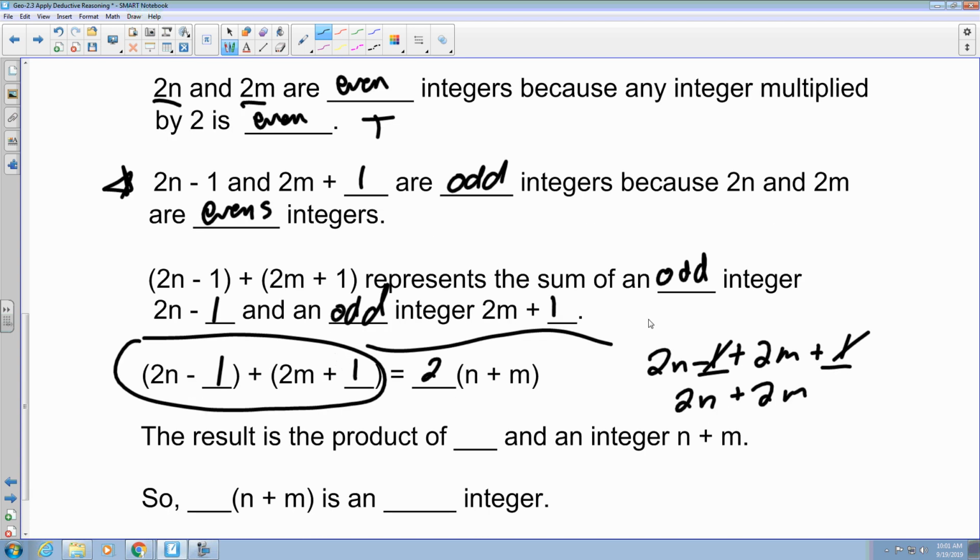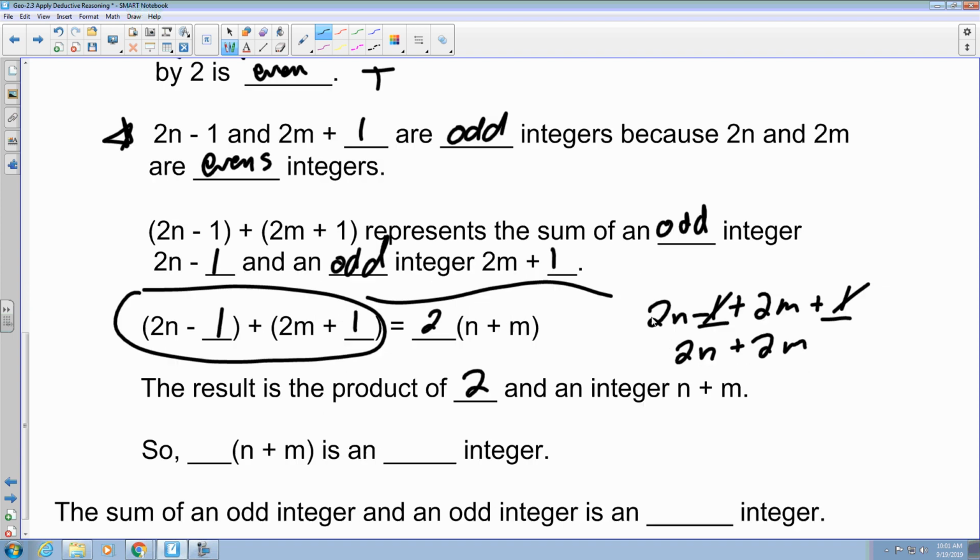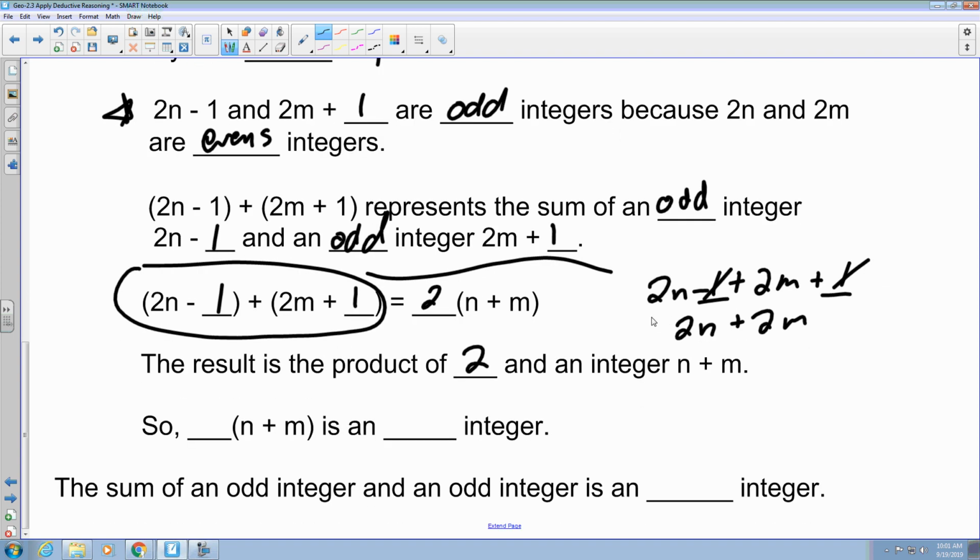Because the result is the product of 2 and an integer n plus m, it didn't matter whether it was even or odd or whatever it was. So we can conclude that 2 times the quantity of n plus m is an even integer. So we can now, using deductive reasoning, say that the sum of an odd integer and an odd integer is an even integer.